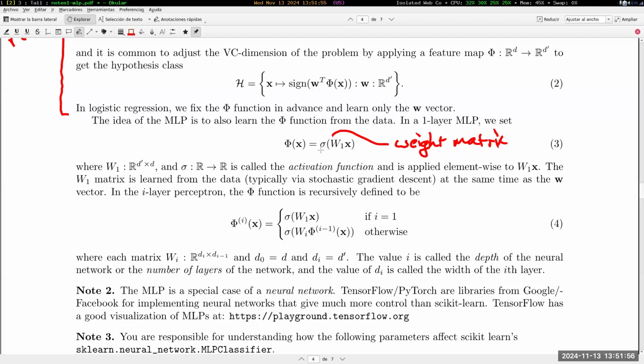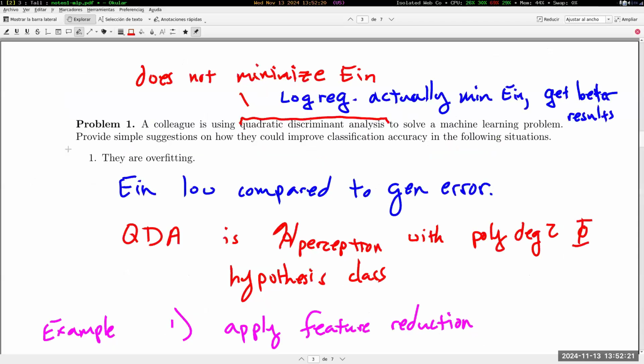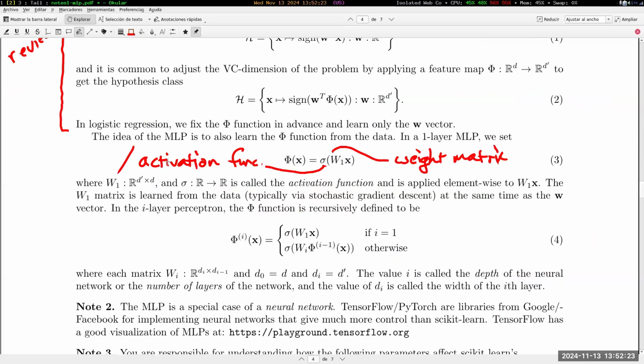This sigma function right here is called the activation function. It has a handful of different names way back in history, but everybody today calls it the activation function. Maybe the one other term that you might hear it sometimes referred to as, you might sometimes see the activation function, the sigma there, referred to as the nonlinearity.